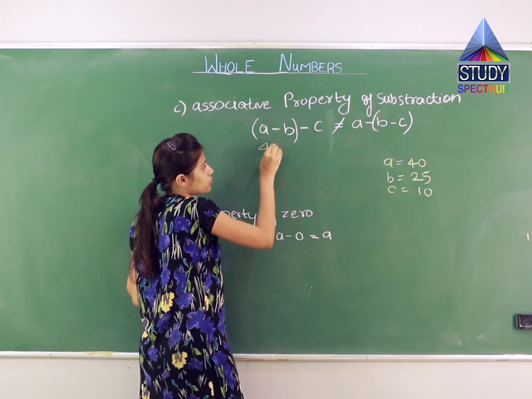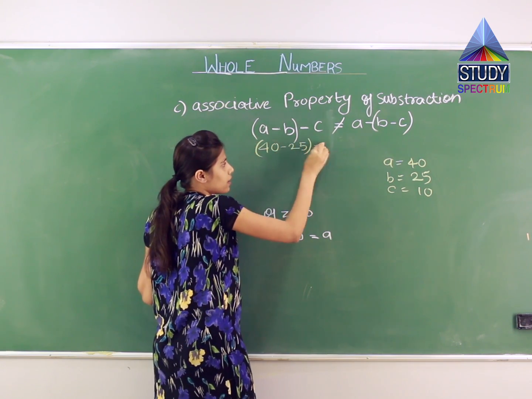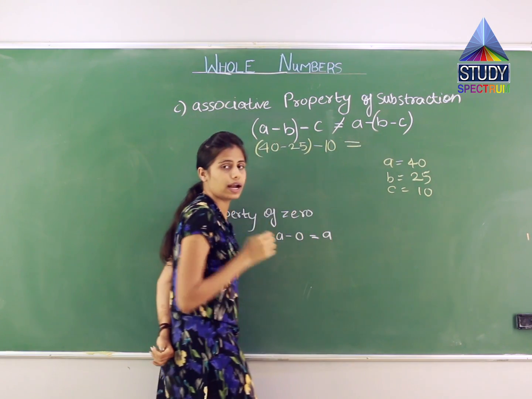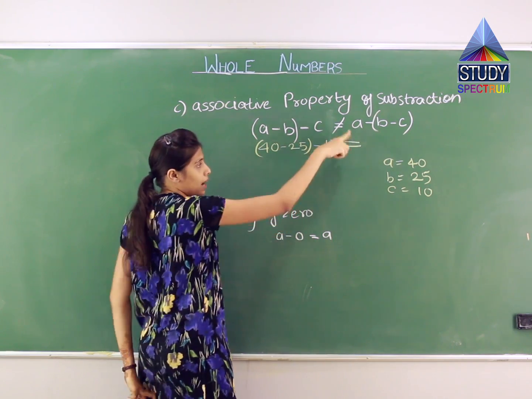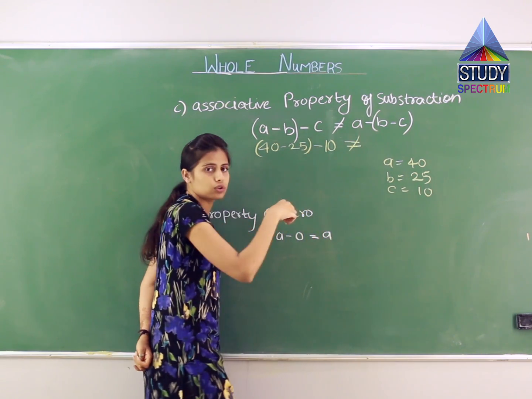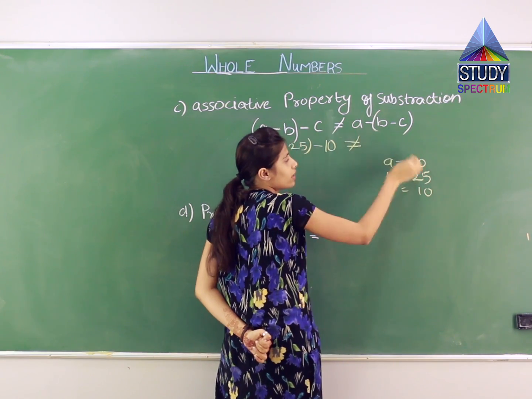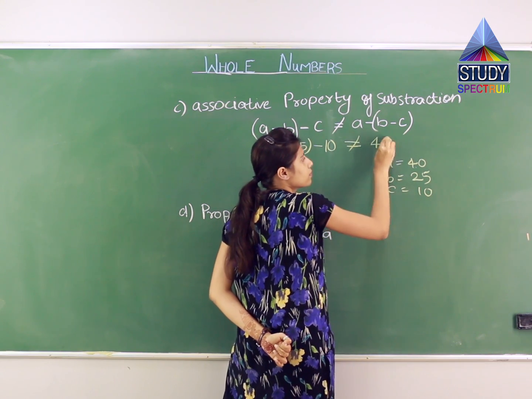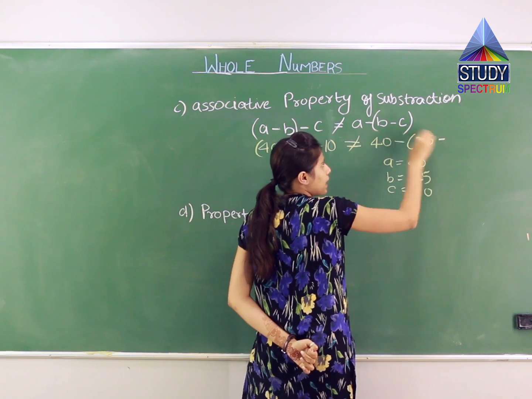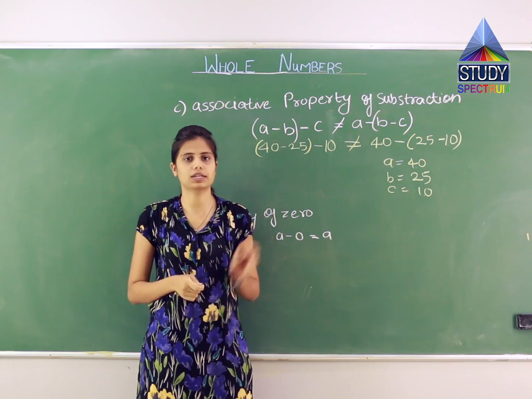A, which is 40, so 40 minus 25 in bracket, minus C. What did I say? C is 10. Right now I am putting an equal sign. Let us check whether equal comes or not. If not, I'll put this sign as not equal to. Okay, let us take not equal to only. If it is equal, then I'll replace it with the equal to sign. Again, what is the value of A? 40. Minus sign as it is, in bracket 25 minus C, whose value is 10. So I've replaced the alphabets with the numbers.